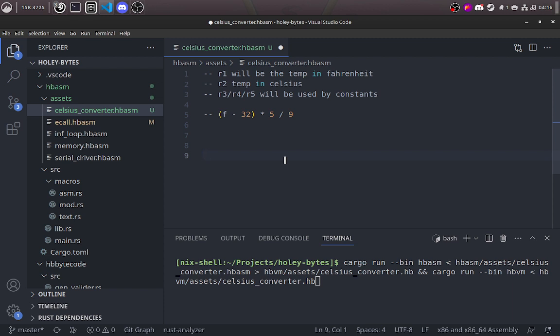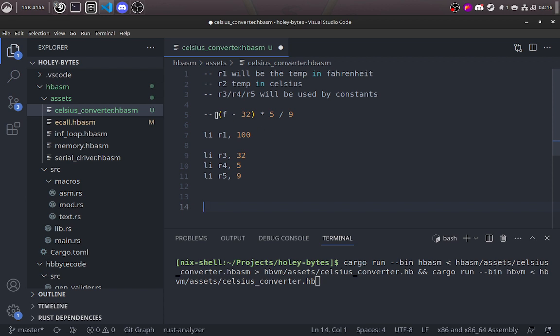first things first, load immediate R3 with the constant 32, load immediate R4, the constant 5, and load immediate register 5 with the constant 9. We will be using a temperature of R1, it will be the temperature in Fahrenheit, and we will do 100 to begin with.